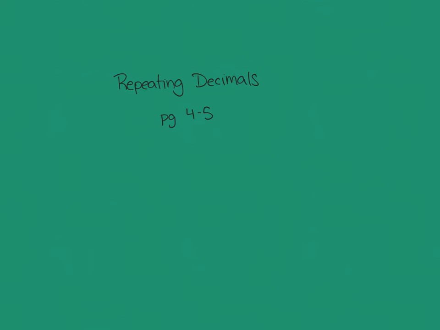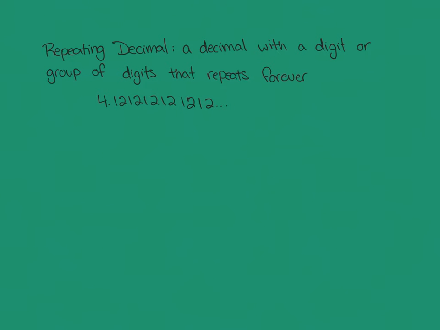The next part of our lesson is on repeating decimals, and we'll cover pages 4 and 5. A repeating decimal is a decimal with a digit or group of digits that repeats forever. So for example, 4.121212121212 would be a repeating decimal if the 1s and 2s kept going. And what we would do is put a bar over the numbers that repeat.